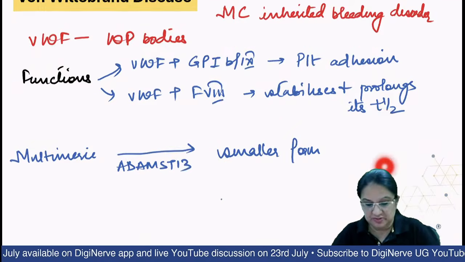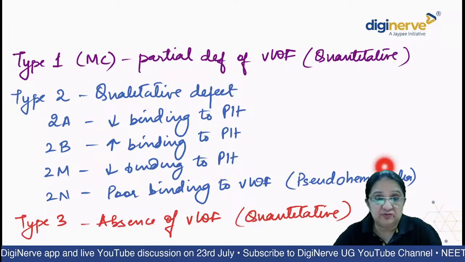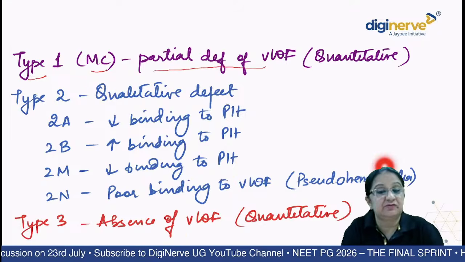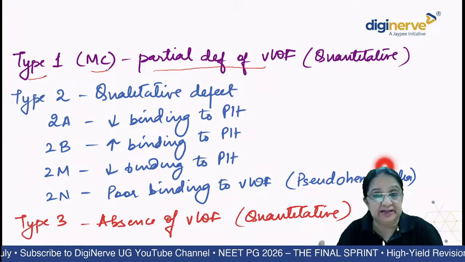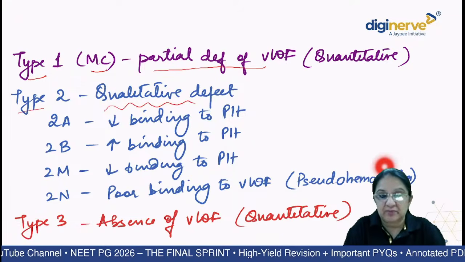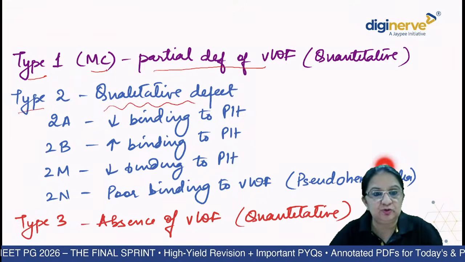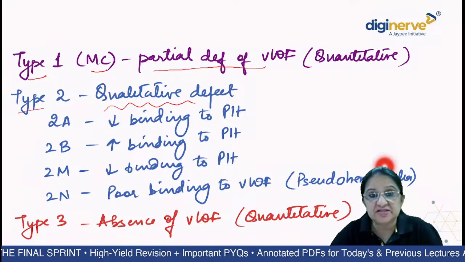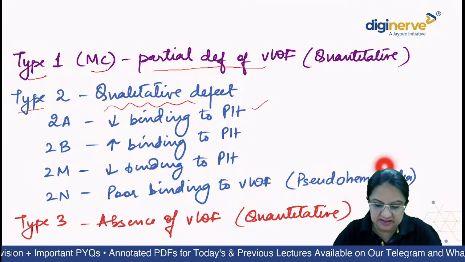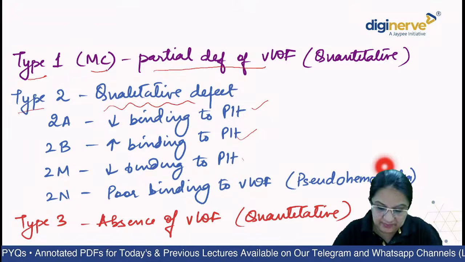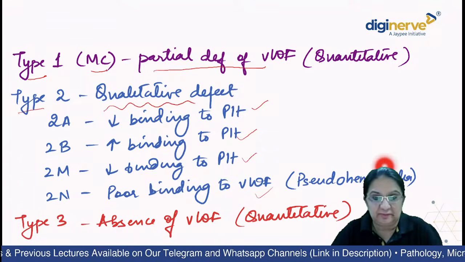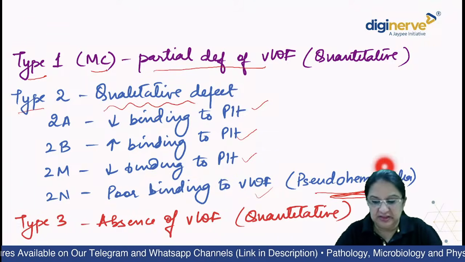into the smaller forms. Now, we know about 3 types of von Willebrand diseases. Type 1, most common. There is partial deficiency of von Willebrand factor. That is, there is a quantitative defect, partial deficiency. Type 2, there is a qualitative defect. We have further types in type 2, 2A, 2B, 2M, 2N. 2A is there is decreased binding of the von Willebrand factor to the platelets. Here it is increased. Again, 2M, there is decreased binding. 2N, there is again poor binding to factor 8. This is also known as pseudohemophilia, right?